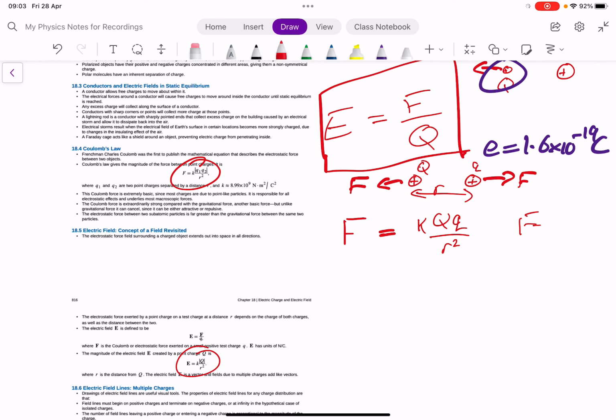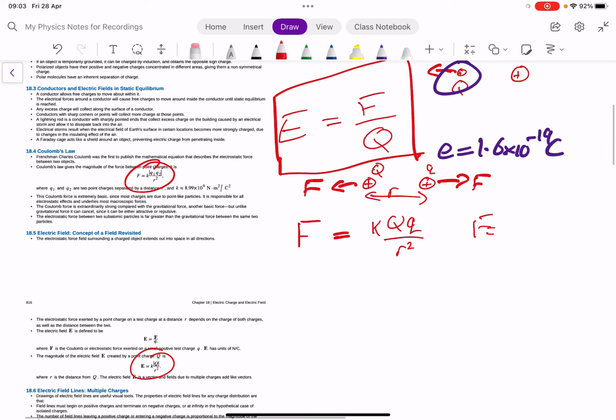You'll also come across this version of the equation, which is F equals Q1 Q2 over 4 pi epsilon naught r squared. Doesn't matter which one you use particularly, but do make sure you use the right value for the constant for which one you choose to use. And please don't mix up this k with the Boltzmann constant. It is not the Boltzmann constant.